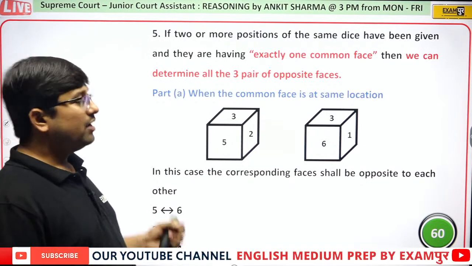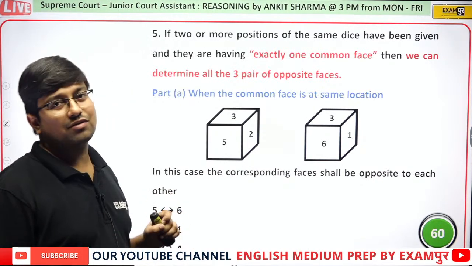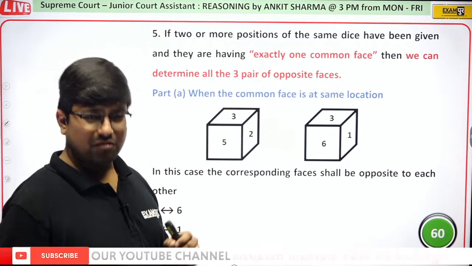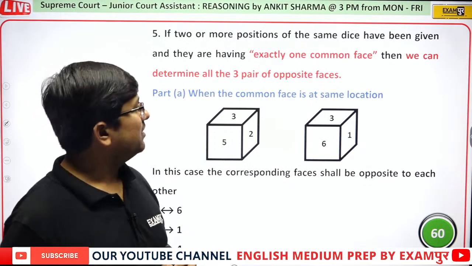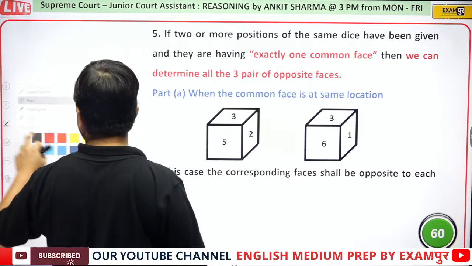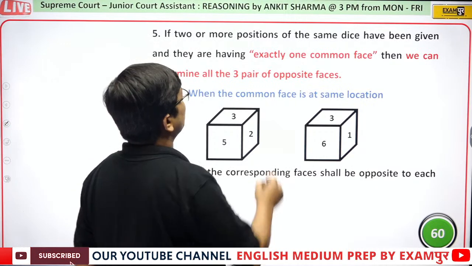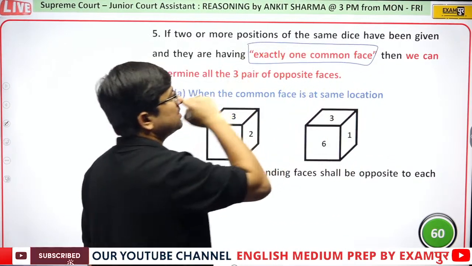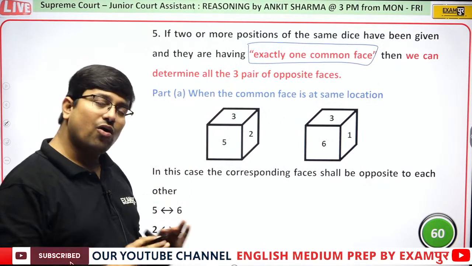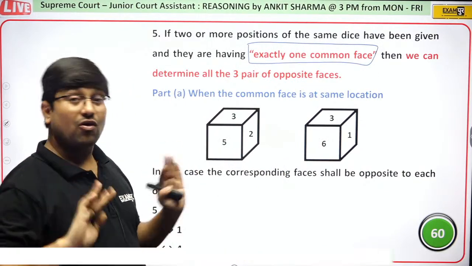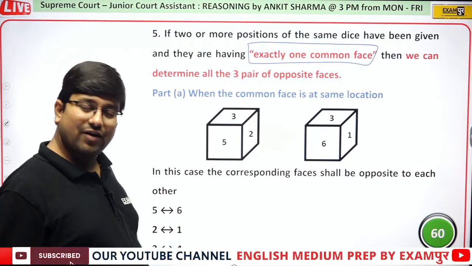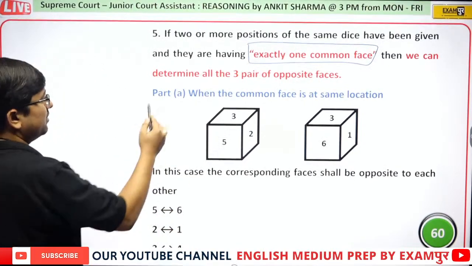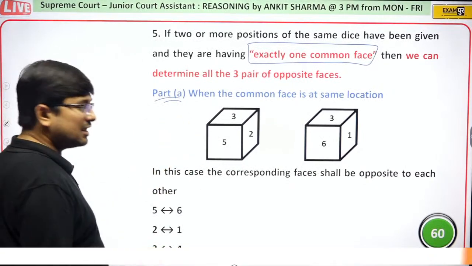If two or more positions of the same dice are given and they are having exactly one common face, then we can determine all the three pairs of opposite faces. Okay. Now let us divide it into two parts. Part A, when the common face is at the same location.